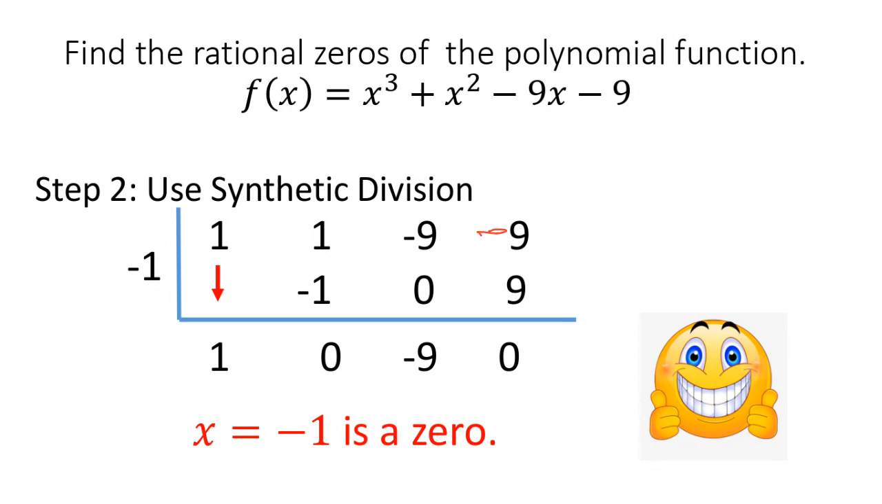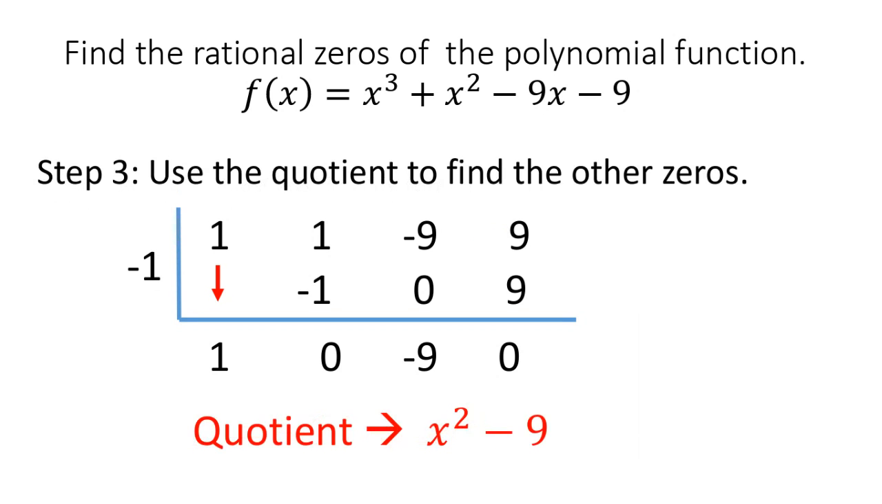Once you have one zero, then everything is going to be better because we can use the quotient. So here, since my degree was 3, I go 1 less. So for this 1, I'm going to write it as x squared, and this is going to be my x value, but it's a 0. And then this -9 would be my constant.